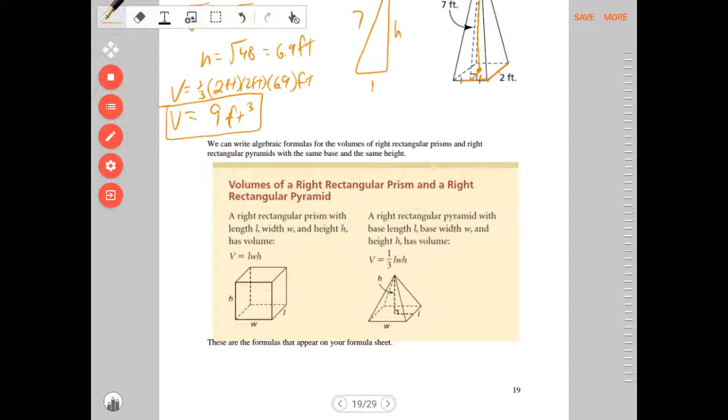Awesome. So we can write algebraic formulas for the volume of a right rectangular prism and a right rectangular pyramid with the same base and the same height. Remember, a rectangular prism is just a box. So the volume of a box is length times width times height. I draw the apex there and I draw the pyramid up like that. So this pyramid fits inside the box. The volume would be 1/3 of the prism. So 1/3 length times width times height. These are the formulas that are actually on your formula sheet.